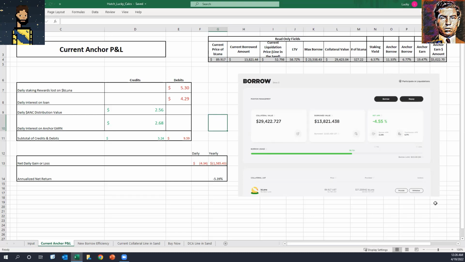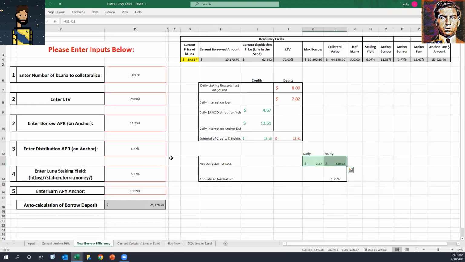And that's what the next calculator does. The next calculator tests if we just borrow more, what is the P&L on the extra borrow? So let's take, I don't know what the number is, but like the number is 500.